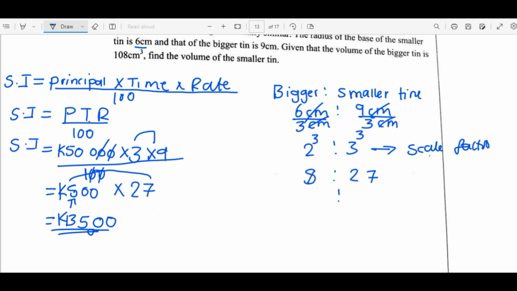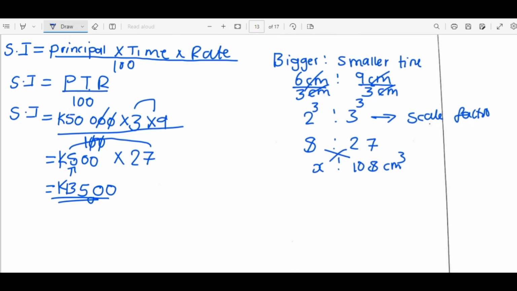Then upon reaching here, let's go back to our question. Given that the volume of the bigger tin is 108, we are going to write it here. Then here we put x, then we cross multiply. 27 times x is 27x. Then here I'll just say 8 times 108.